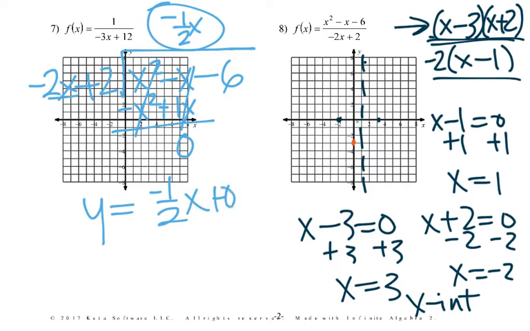So we'd start here and we'd go down 1 to the right 2. So this light blue will represent our slant asymptote. So this would be our asymptote. So essentially our graph's going to go like this.